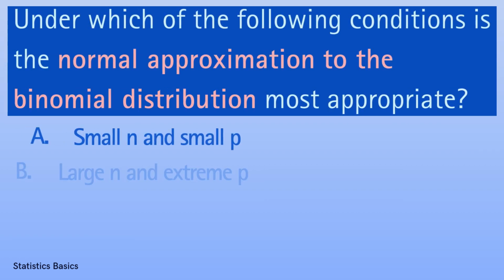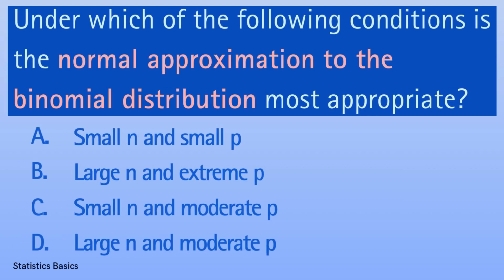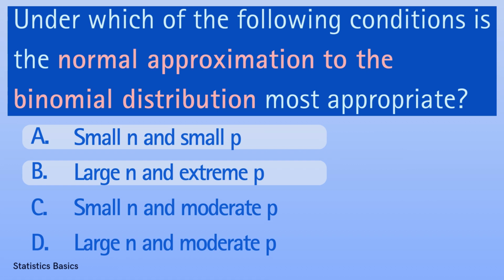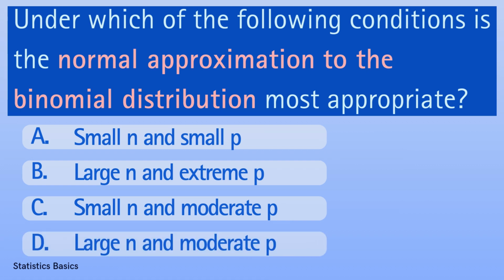Under which of the following conditions is the normal approximation to the binomial distribution most appropriate? Our options are a small sample size with a small probability of success, a large sample size with an extreme probability of success, where p is close to either 0 or 1, a small sample size with a moderate probability of success, or a large sample size and a moderate probability of success.